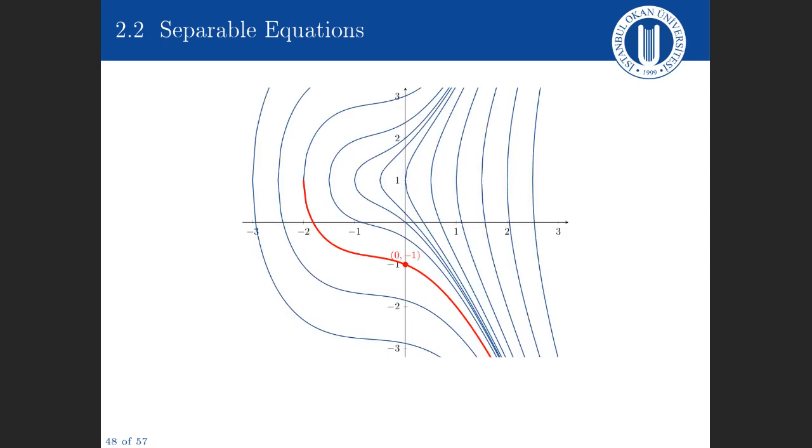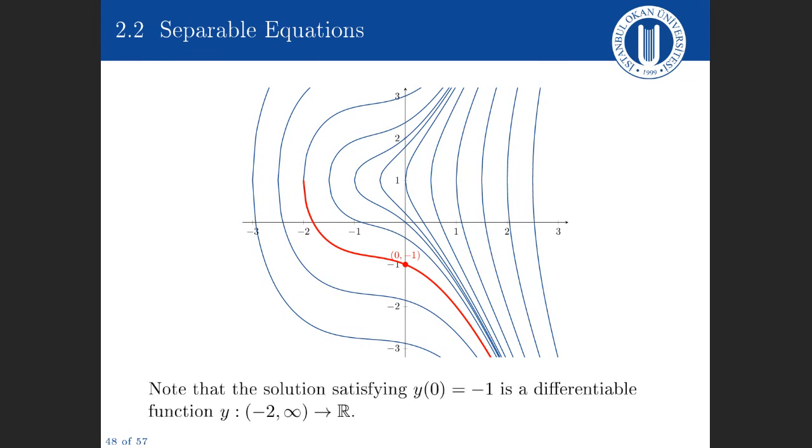And I can show you this solution here. The red curve is the solution with minus. There's also a top half, that's the solution with plus, and then all the other blue curves are solutions with different initial values. Now note that our solution is a differentiable function defined on the open interval from -2 to infinity.